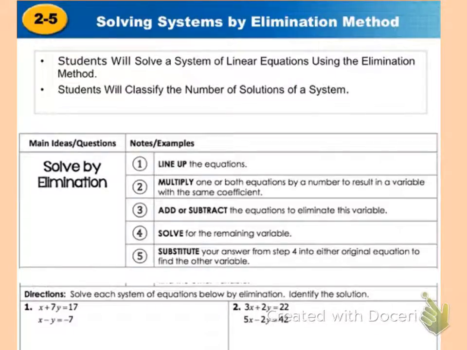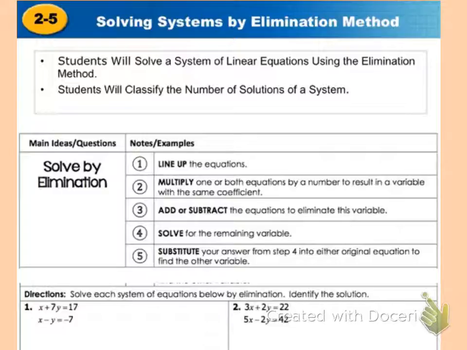Today's lesson will be about solving systems by using the elimination method. So far we've learned to solve systems of linear equations in two ways. We looked at graphing, and graphically the solution to a system was, if there was a solution, the ordered pair or infinite ordered pairs that the two lines share.